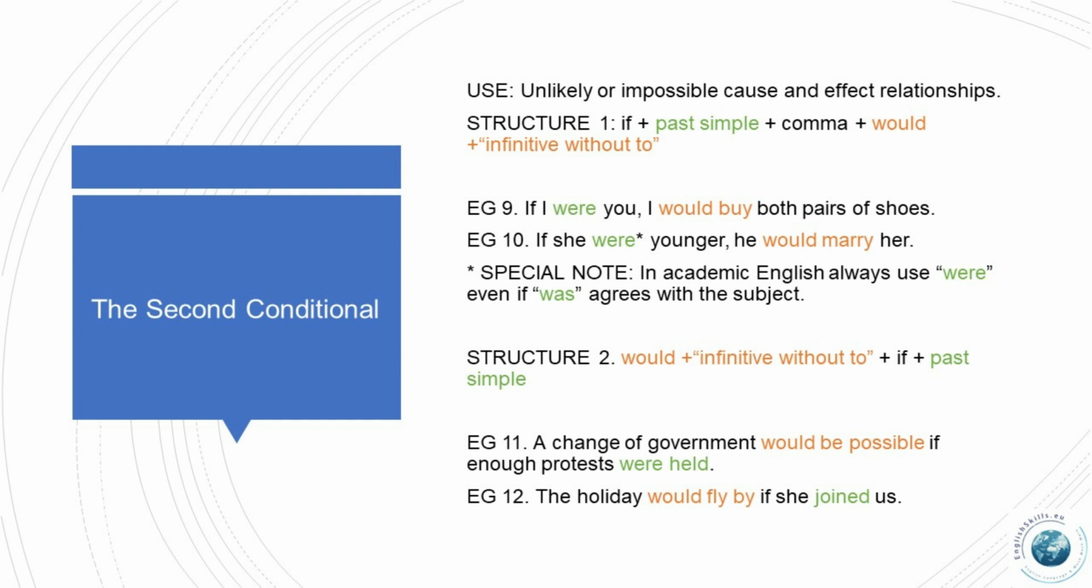Finally, example 12, this is the final one for the second conditional. The holiday would fly by if she joined us. So think about the context. It's not possible or very unlikely that this person will join the group on holiday, but if she were there, it would be much better for everybody.